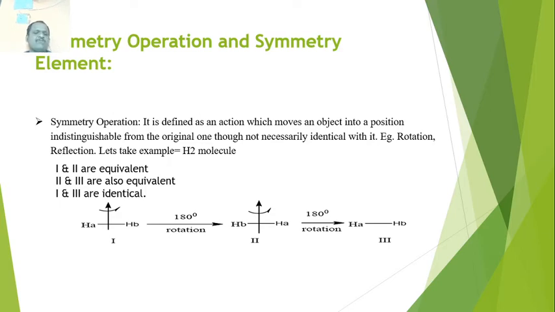So we have two types of symmetry operation, as I said. One is called a reflection, and the other is called a rotation. With the help of these two operations, you can do any action on the molecule so that you will get an indistinguishable configuration. It may not necessarily be identical, but it must be equivalent.